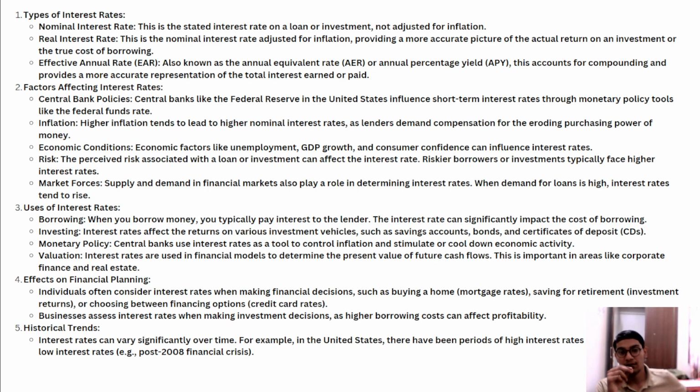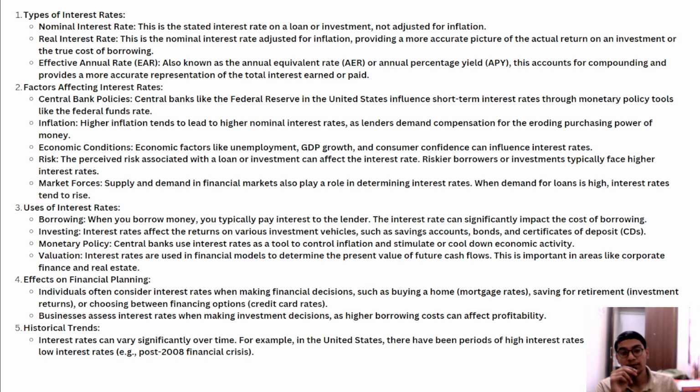Monetary policy. Central banks use interest rates as a tool to control inflation and to stimulate or cool down economic activity. Valuation. Interest rates are used in financial models to determine the present value of future cash flows. This is important in areas like corporate finance and real estate.